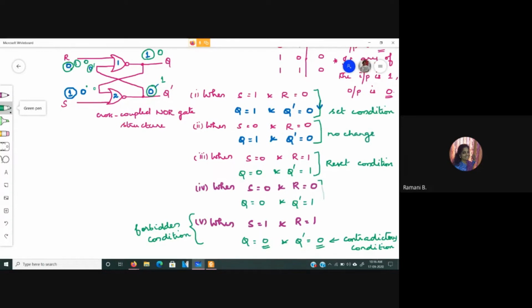That is, whatever the previous value of Q and Q bar was, when S and R are 0, it will retain the same value. So here, after the set condition, we had S is equal to 0 and R is equal to 0, so the output remained the same. Whereas here, we had S is equal to 0 and R is equal to 1 and Q equal to 0 and Q bar equal to 1. So the no change condition implies the Q and Q bar values will remain the same.